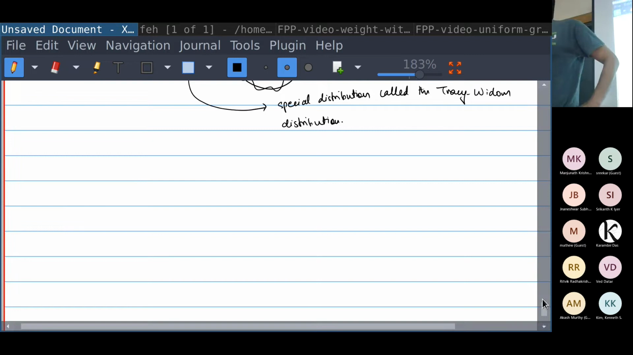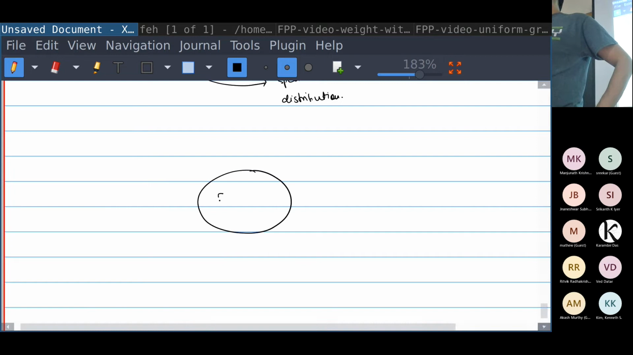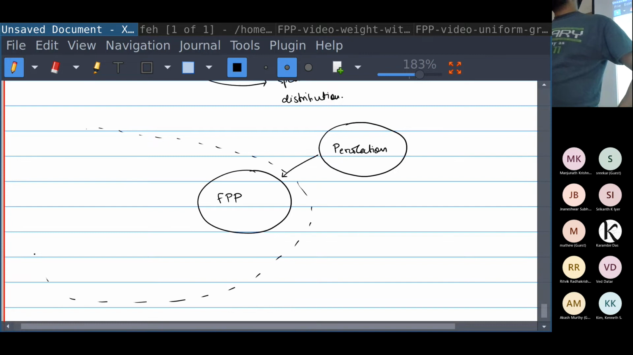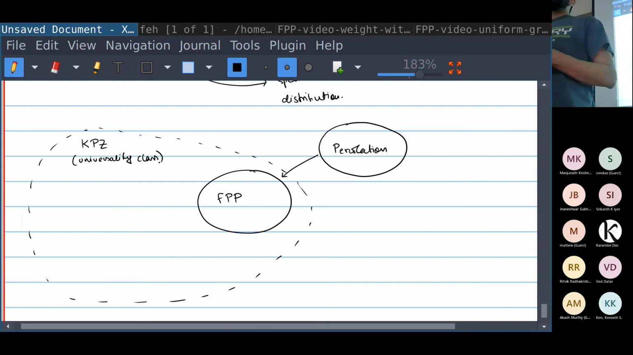Okay, so where does this Tracy-Widom distribution arise? Let me describe it this way. In the center we have first passage percolation. It was originally inspired by classical percolation, which I'll describe in a second. But this FPP turns out to belong to a huge class where these limiting fluctuations show up, called the KPZ universality class. So when you say KPZ, do you mean 1-2-3 scaling? Yes. I don't know how you see 1-2-3 scaling in FPP, but you'll see the same exponents.